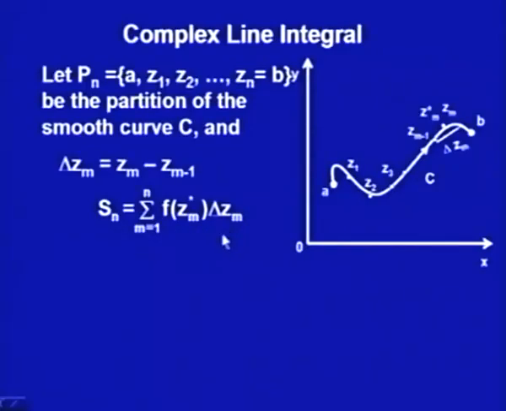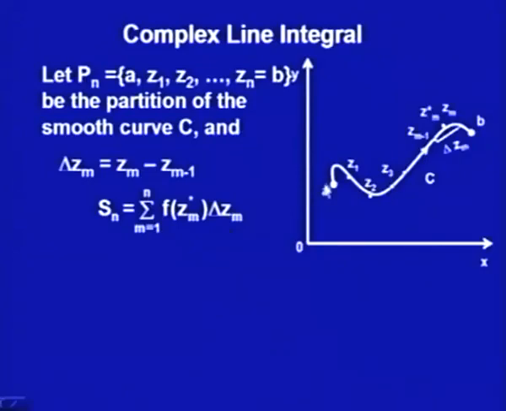Now, this sum depends upon 2 things. One is where I have taken this point Zm star, and another is what the partition is, because accordingly the distance between Z(m-1) and Zm would change. So as n is changing or this partition P is changing, my sum Sn will also change. Now, make a sequence of this Sn.